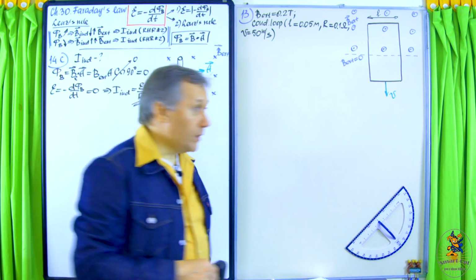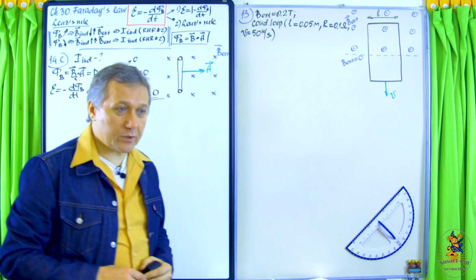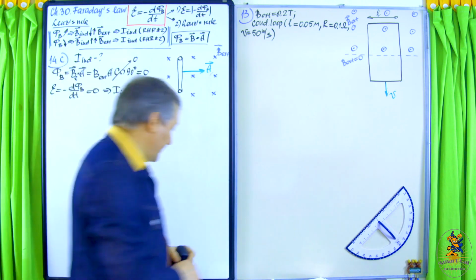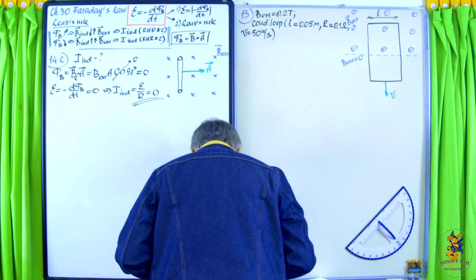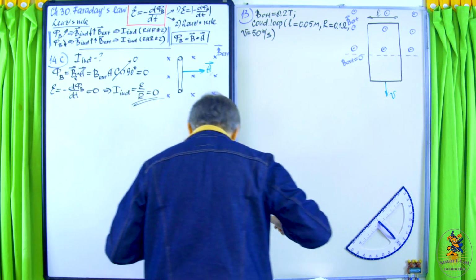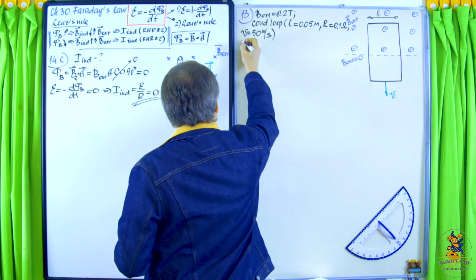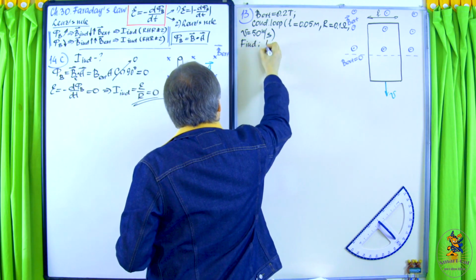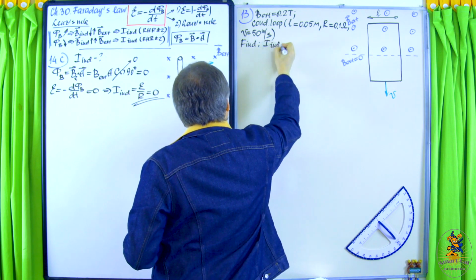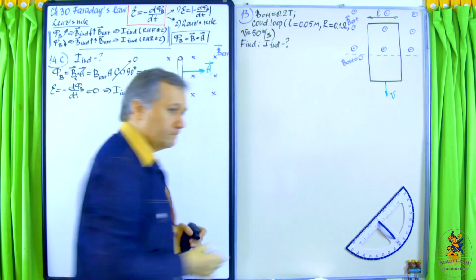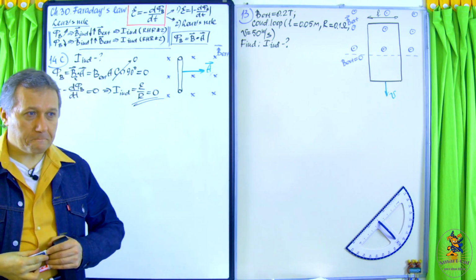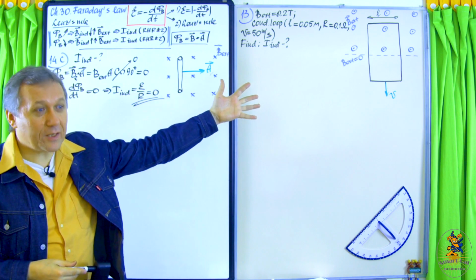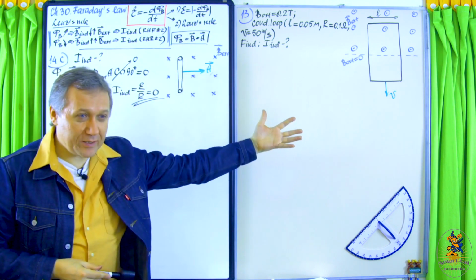Okay? And the same question. So we need to answer the question about the induced current, the value of the current and the direction of the current. Let me check if I gave you everything. Yep. So we need to find the induced current I in the loop, a conducting loop exposed to the magnetic field.